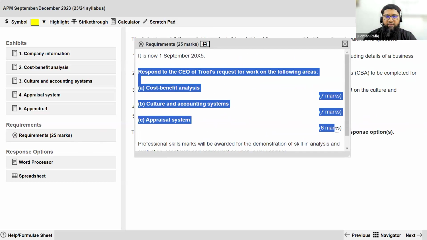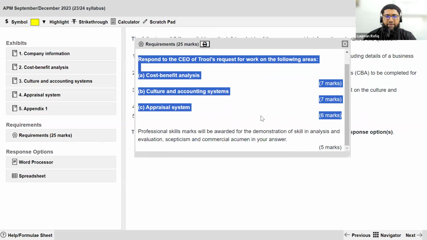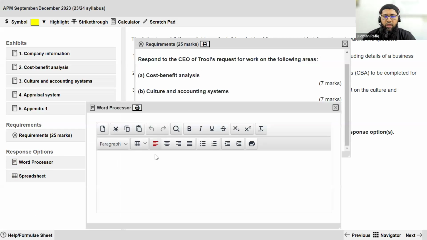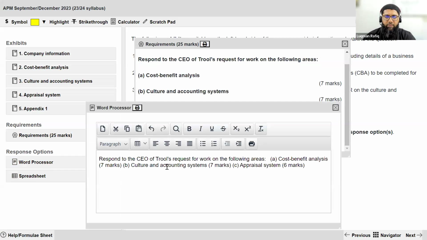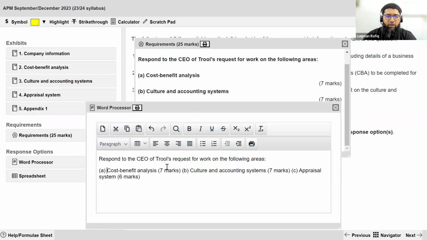So you've got these three requirements, and then there are the marks which are going to be awarded for the demonstration of the skill in analysis and evaluation, skepticism, and commercial acumen in the answer. I'm just going to open the word processor. And what I've done on the word processor is that I've just copied all of these requirements which were in there.